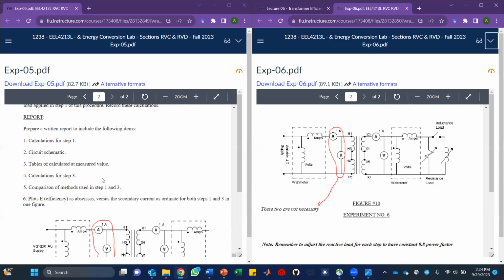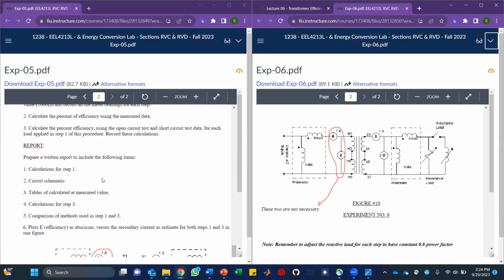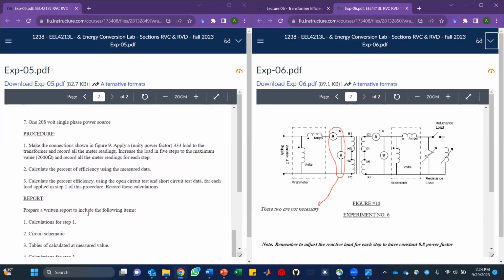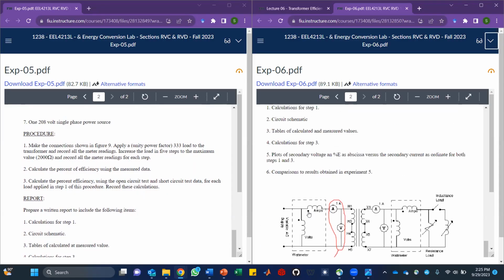So you need to compare those table data, as well as you need to plot four waveforms from those table data.